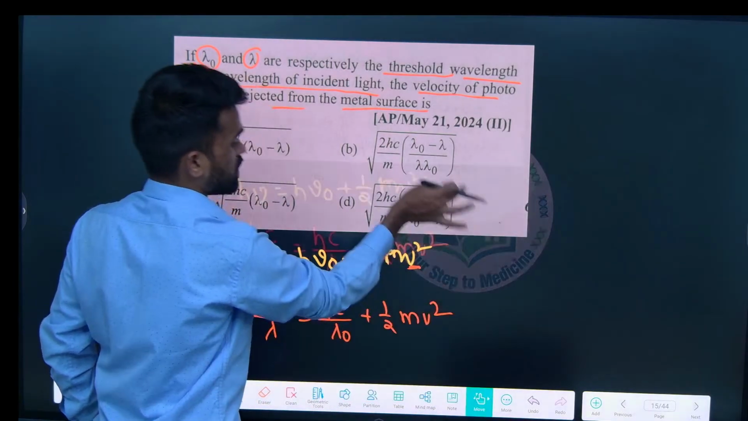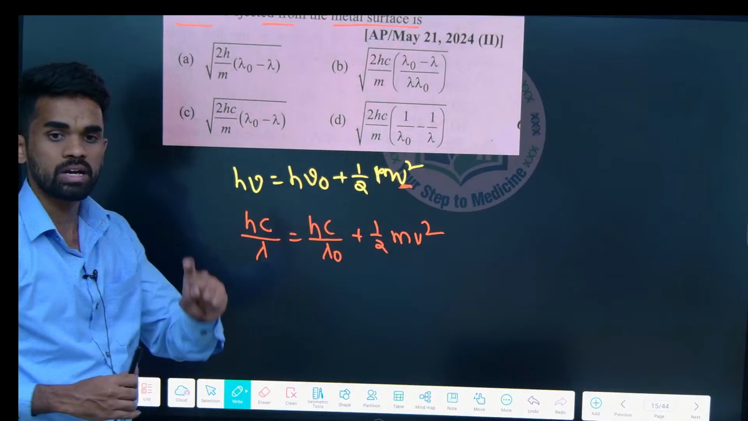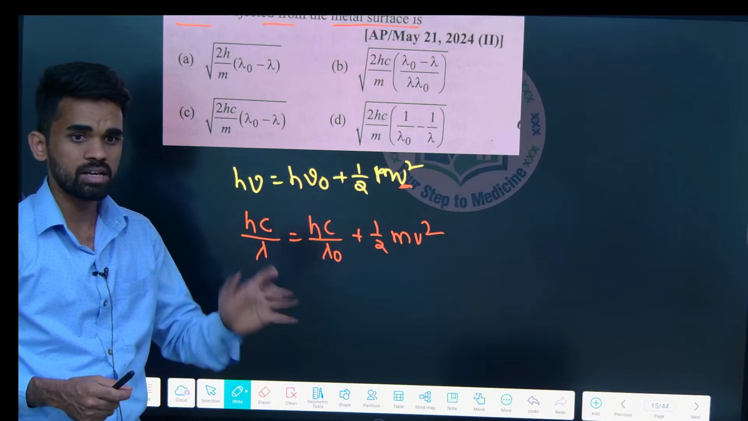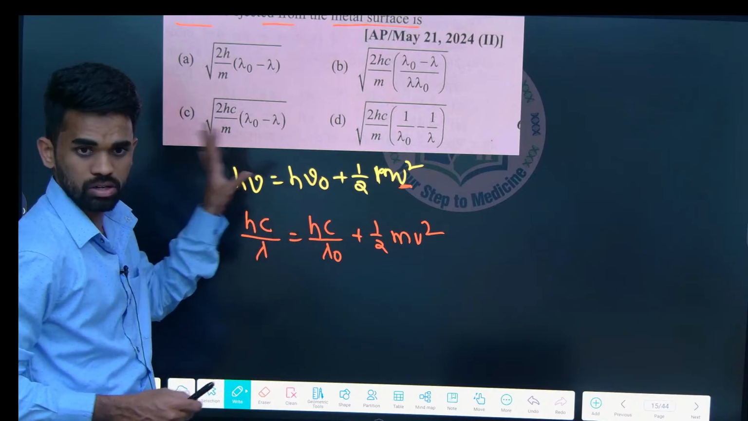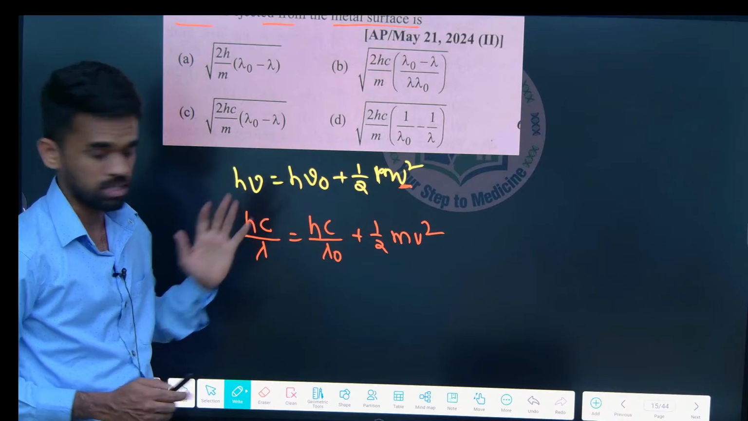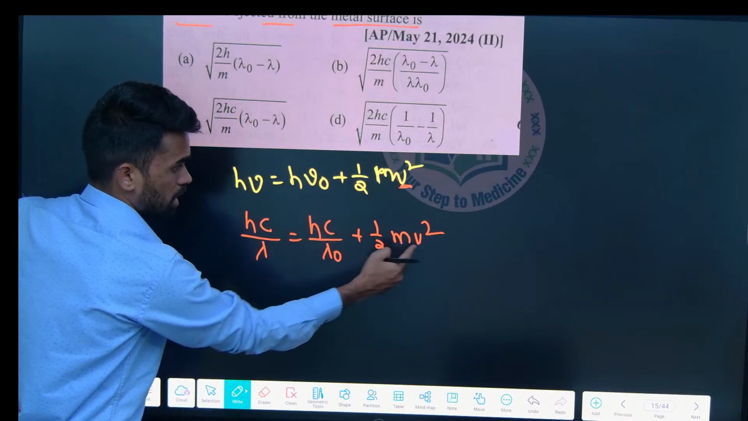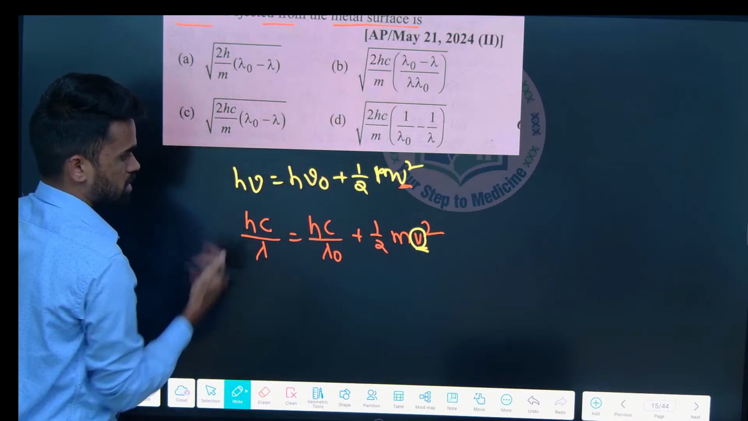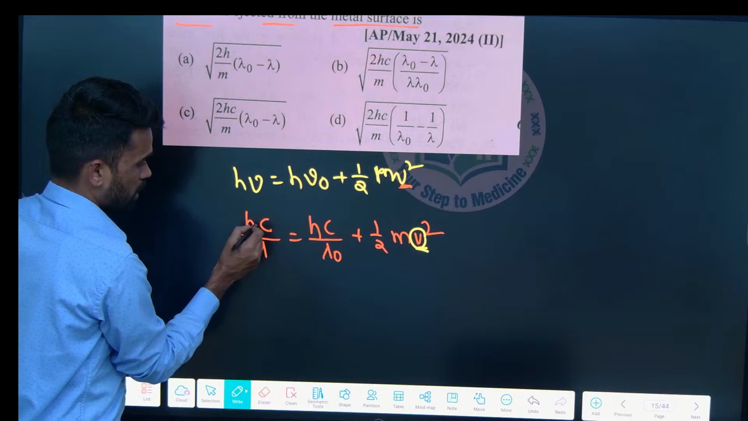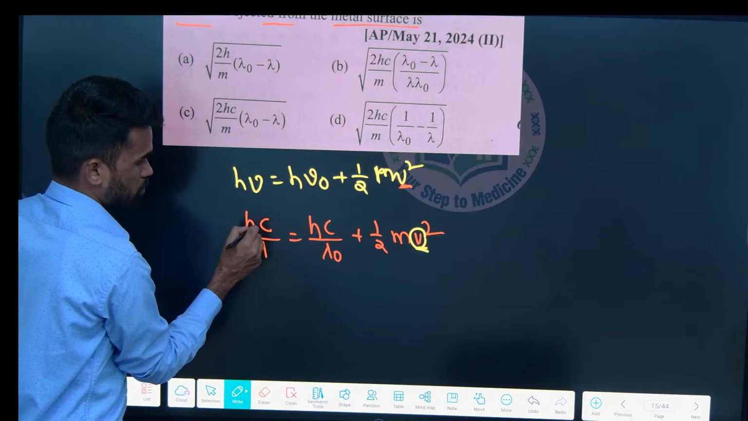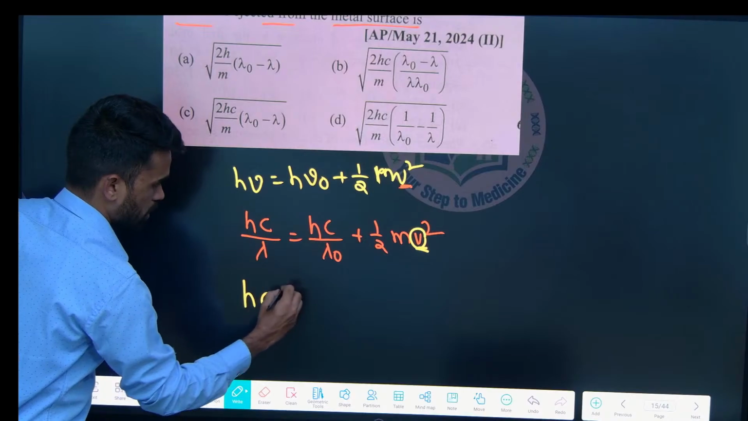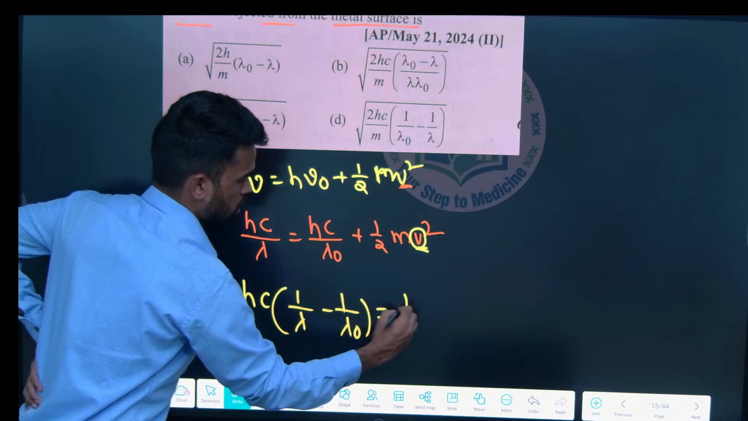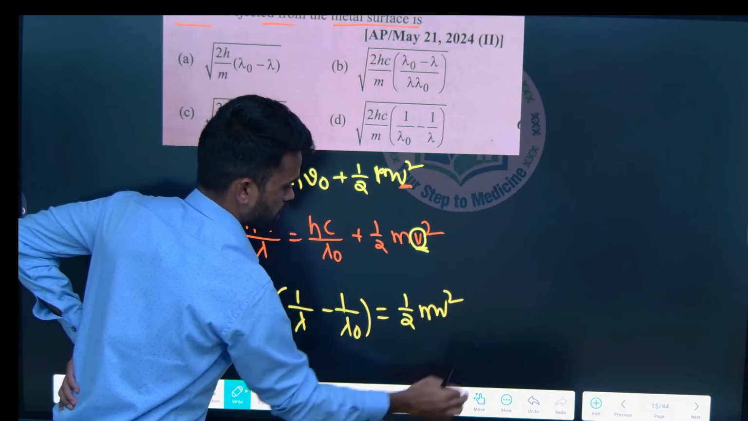See, the photoelectric effect, why I am discussing it here, it is equally important for your physics also, right? We can expect a question either from physics or chemistry. So at least you need to know this concept perfectly. Now here I want the velocity, so I need to send all this to the other side. I am dividing this with hc, taking hc common here: 1 by lambda minus 1 by lambda naught equals half mv square. Can we write it like this?